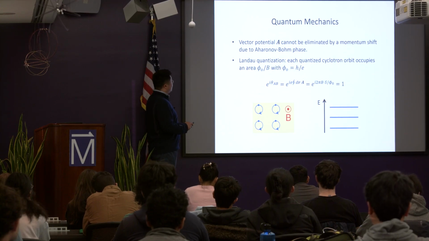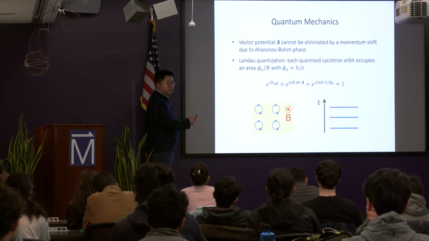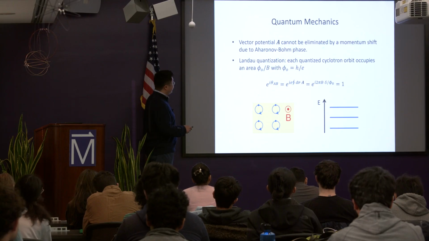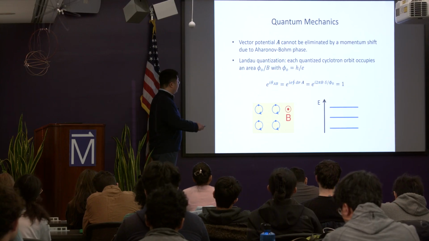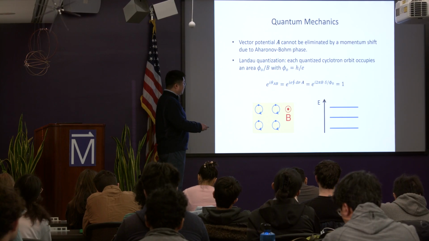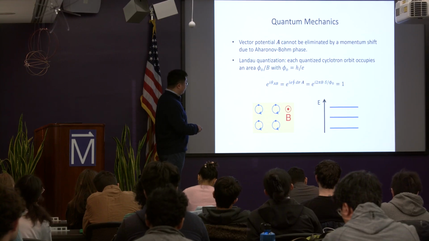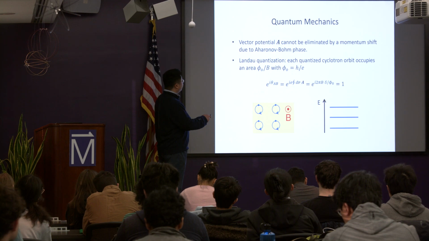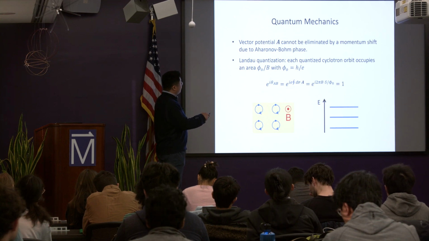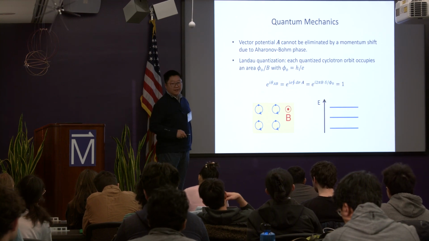So in a quantum theory, a vector potential cannot simply be eliminated by a momentum shift, because in the magnetic field, charged particles undergo cyclotron motion, and in order for the wave function to be single-valued, it's not possible to completely remove the vector potential.